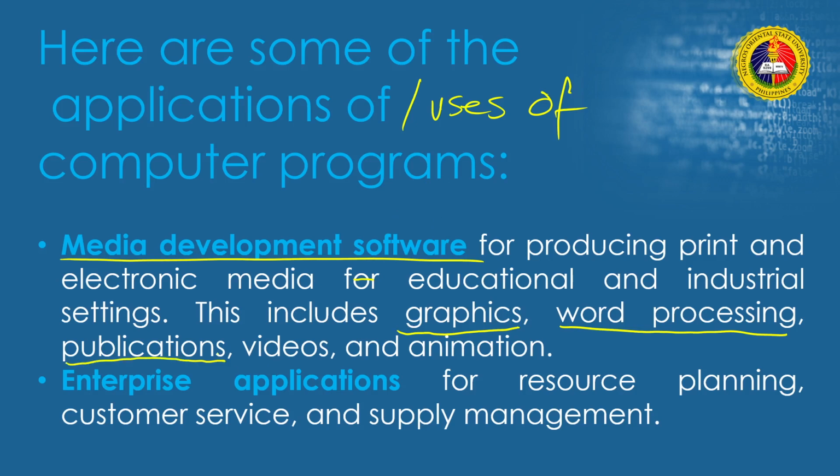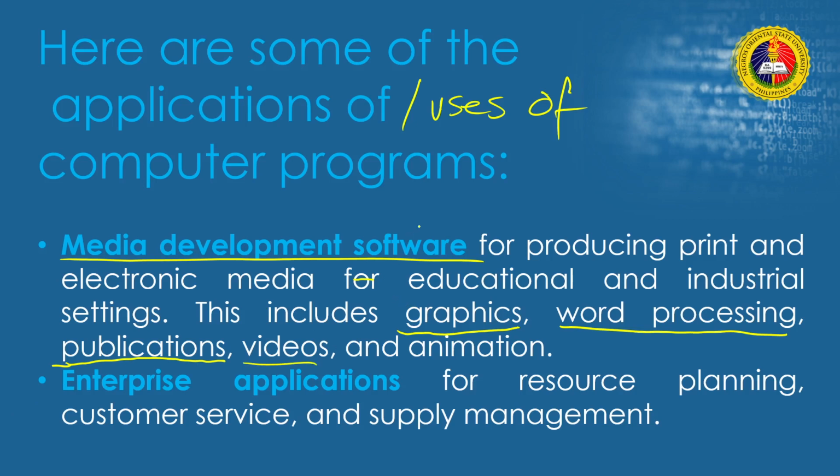Publications. Who can give us an example of publication software? Okay, maybe you don't have coworkers in this field yet. Examples are Microsoft Publisher and Adobe InDesign. These are just some examples of publishers. Publication software is used to make books, notebooks, magazines, newspapers, something like that. And then videos, obviously, video editors.